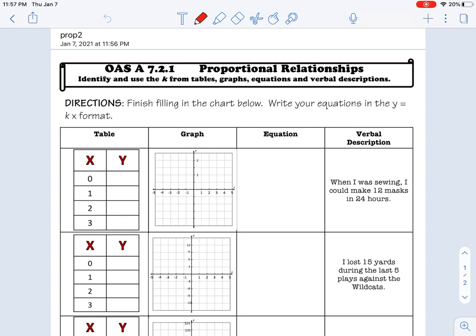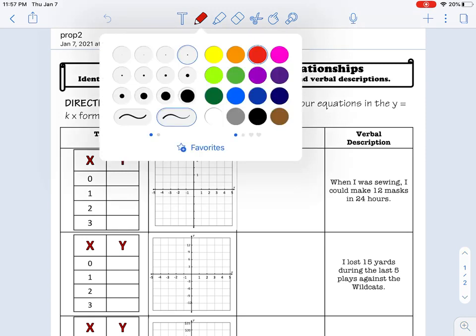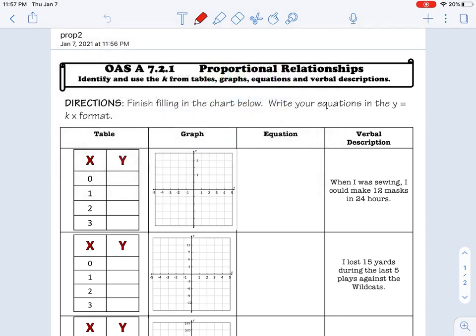In order to do that, and I'm going to do one of these for you, we need to do a division problem. Over here, I'm going to say, when I was sewing, I could make 12 masks in 24 hours. A logical thing to figure out is how many masks can I make in an hour, so masks per hour. Or I could do hours per mask. It kind of depends on you. So how long does it take me to make one mask? Let's do it that way.